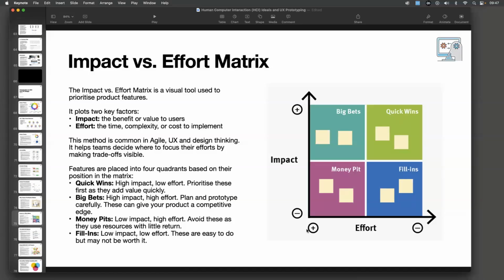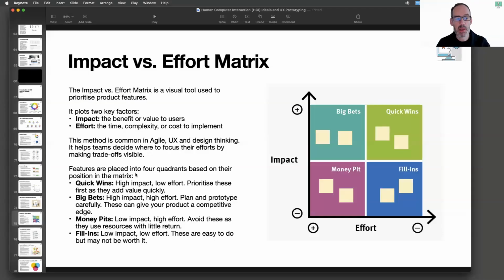Purple. Tons of effort, low impact. Sounds like a money pit. We're just going to pour money into this. It's going to kill us. So the plot introduces two key factors: impact, which is the benefit or the value to the users, high impact, low impact, and effort, the time, the complexity, or the cost to implement. High effort, low effort. So this is a common method used in Agile, in UX, in design thinking, and it helps teams to decide where to focus their efforts.